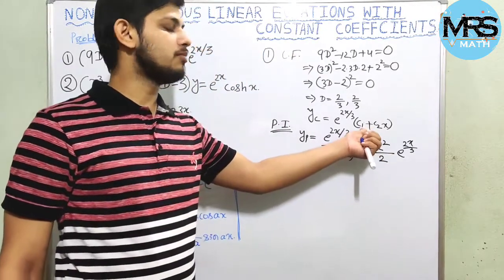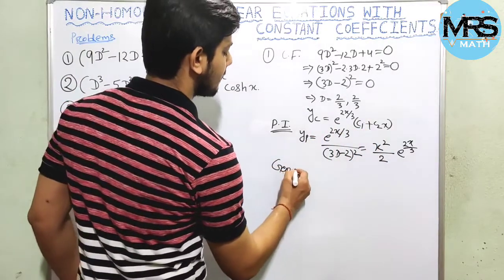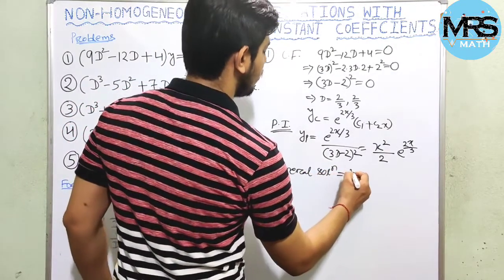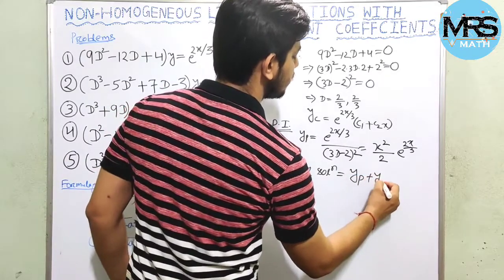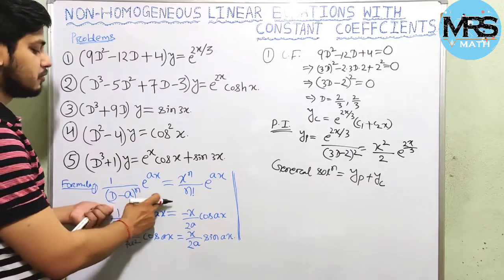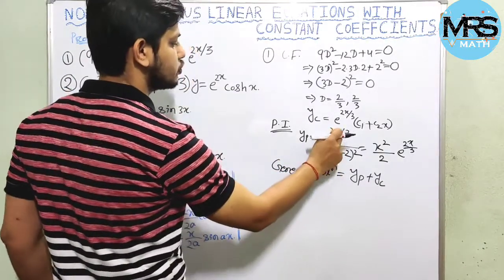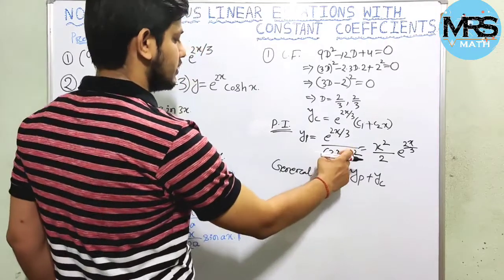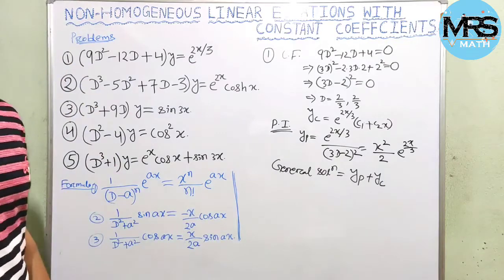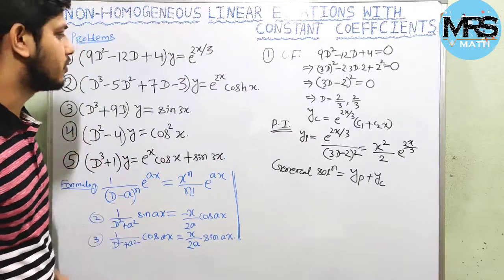And this is the complementary function. So our general solution will be y = yp + yc. So you understood when we use this formula: when this part comes as 0 after replacing a, that is 2/3, then we apply this formula to get the answer. Now we'll proceed to the second problem.